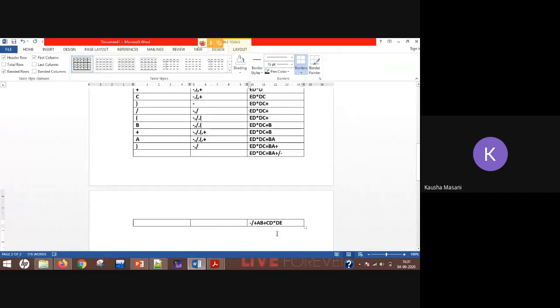Fine, everybody clear with this method, stack method? Yes or no, students? Clear?